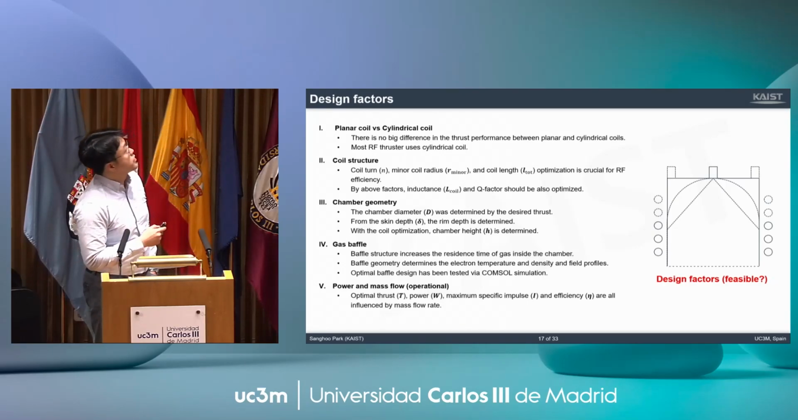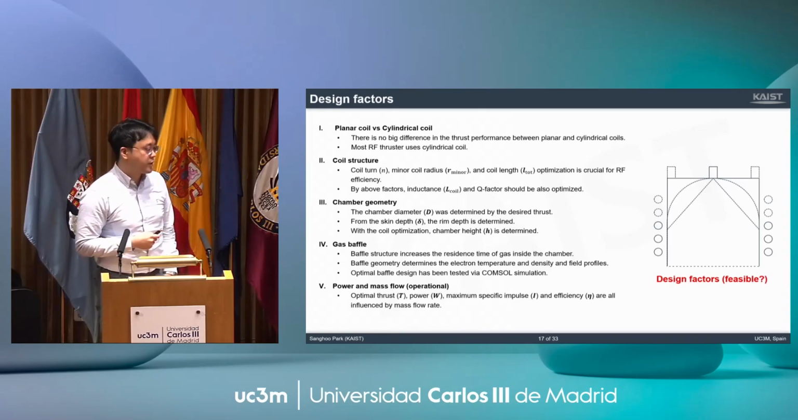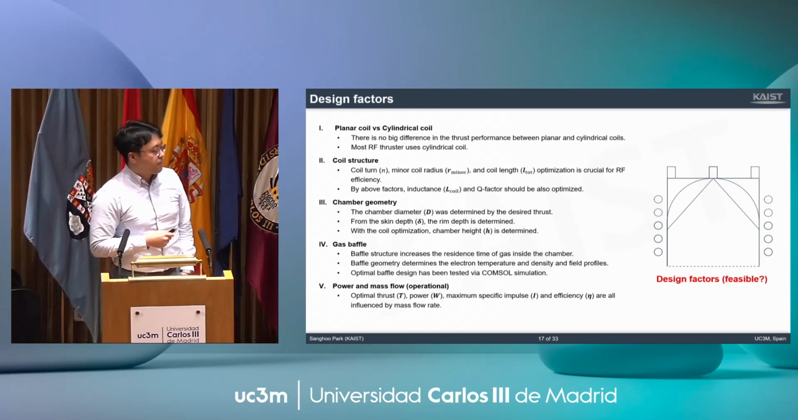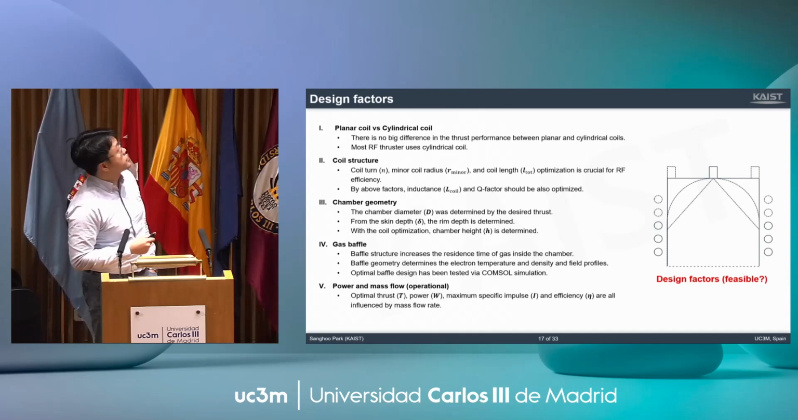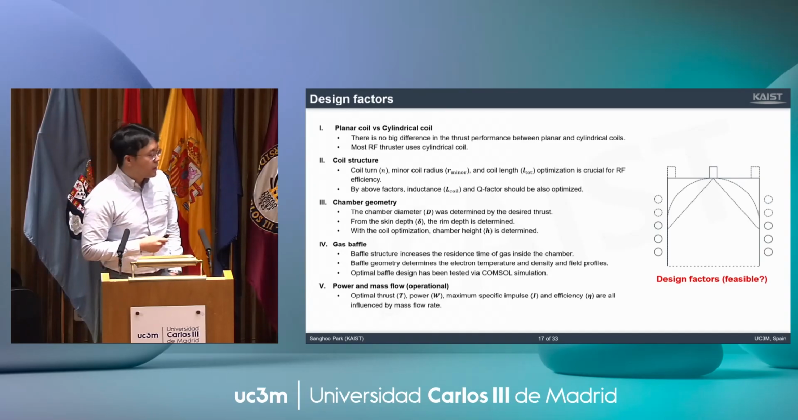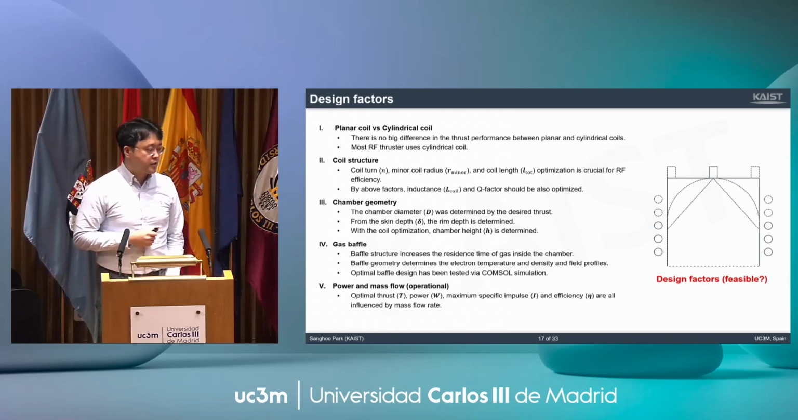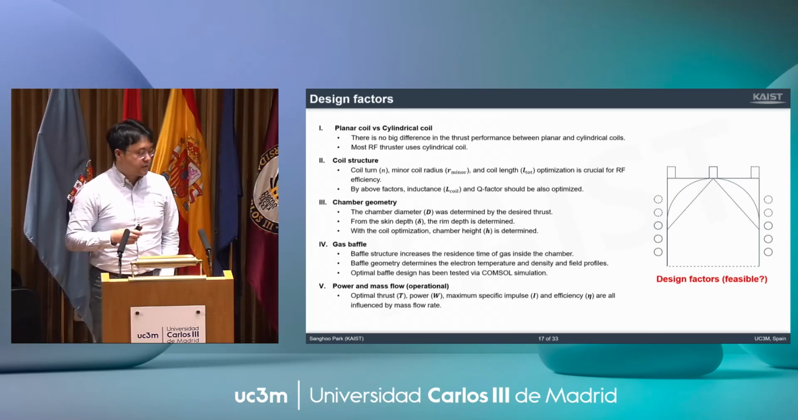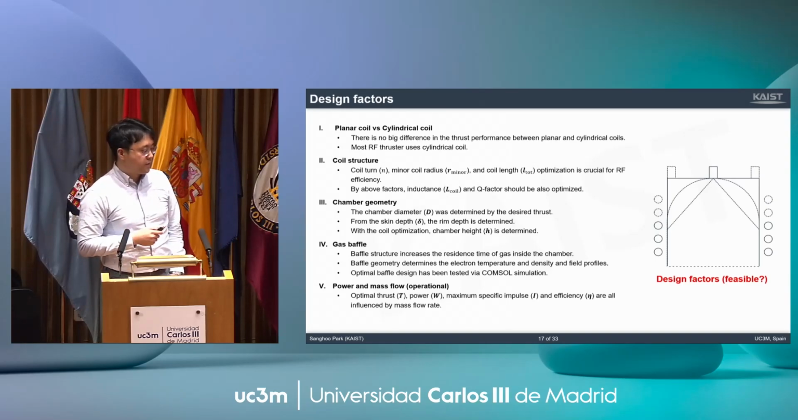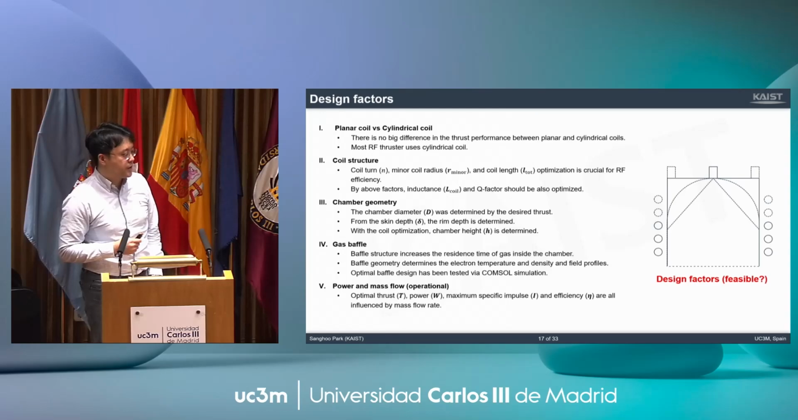So first of all, we need to select the coil configuration. For example, we can choose a planar coil or a cylindrical coil, as you see here, but according to the literature, there is no big difference between these two types of coils regarding the thruster performance. So most RF power sources use a cylindrical coil. However, from the viewpoint of plasma physics, the planar type coil is actually better than the cylindrical coil, but for feasibility, we can choose the cylindrical coil. You can easily find many different types of cylindrical coil instead of the planar coil.